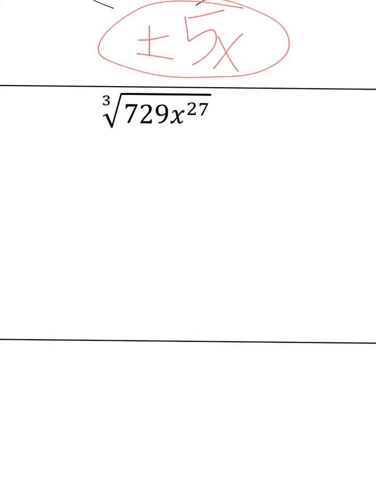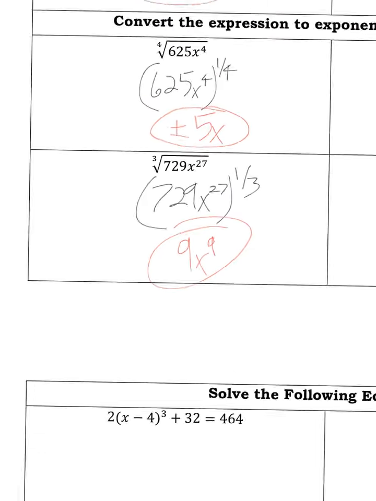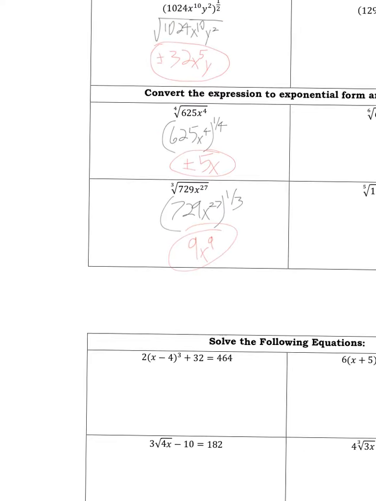This next one, what's the cube root of 729 x to the 27th? Divide 27 by 3. So cube root can be expressed as 729 x to the 27th raised to the 1/3 power, and the cube root of that is going to be 9, and x to the 27th, divided by 3 would be x to the 9th. It wouldn't have a plus or minus because that's an odd root. Yeah, that's all there is to say about that one.